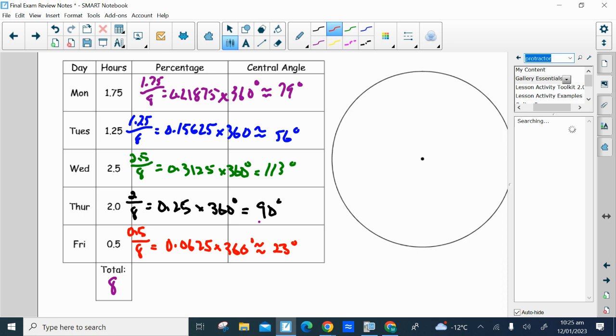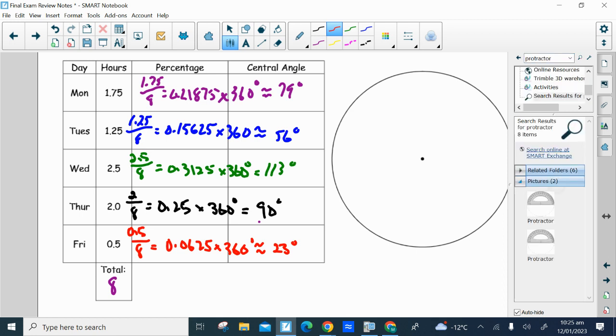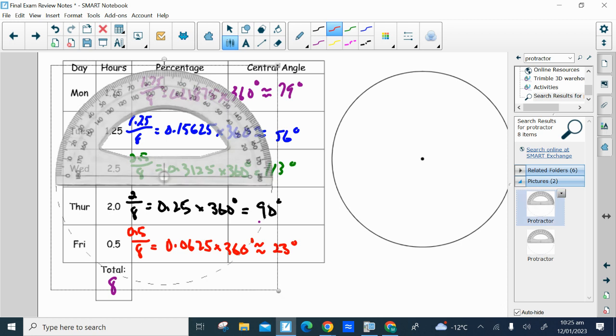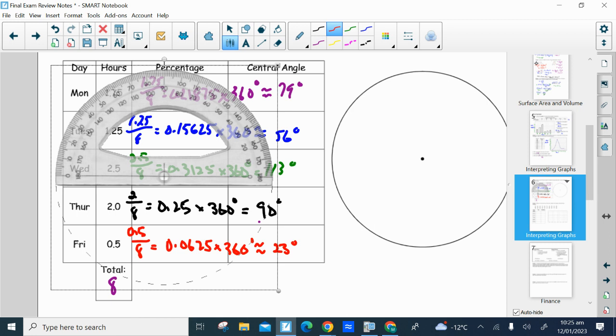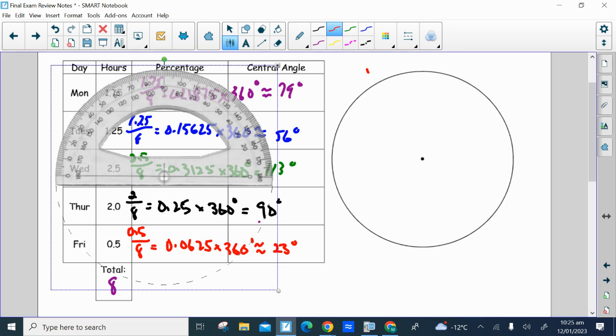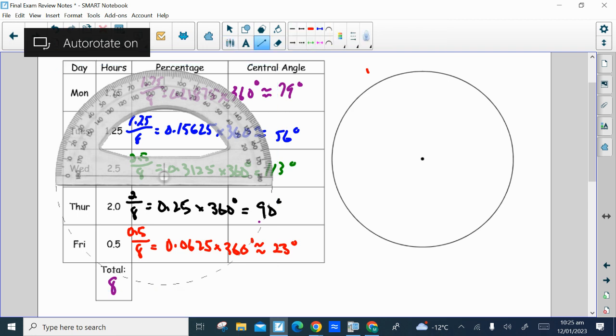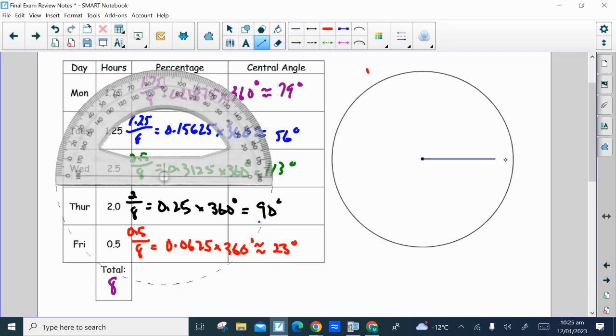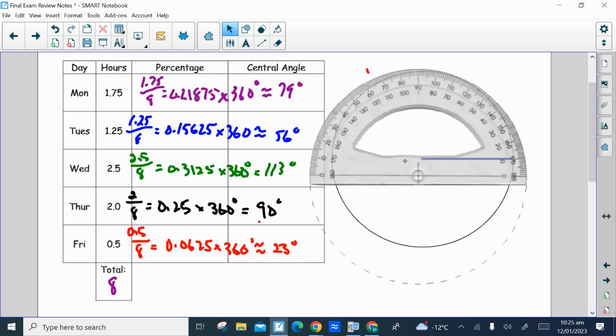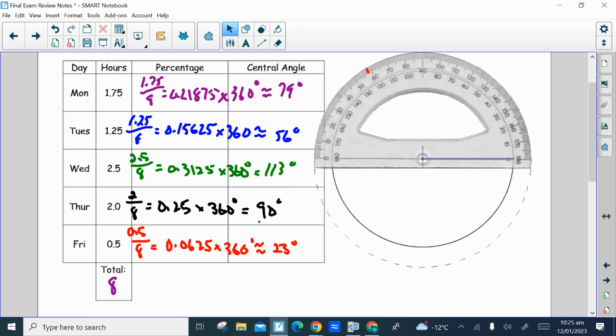So now we use our protractor. And we need to draw an angle for each of these days. And so we'll start by drawing a line as our starting point. It doesn't matter where it is. And our first angle is 79 degrees. So remember how you use a protractor?